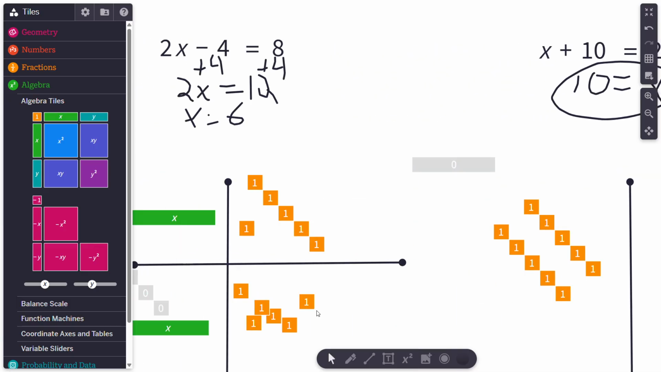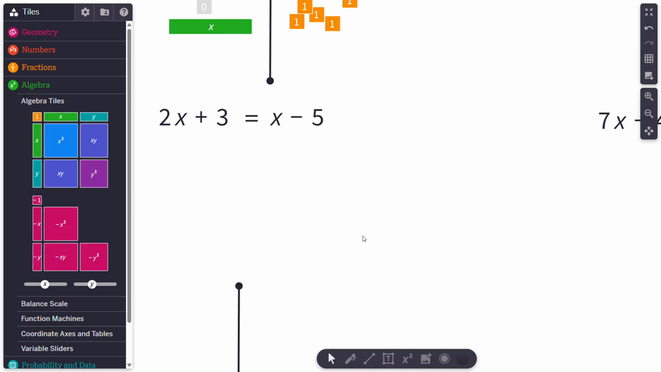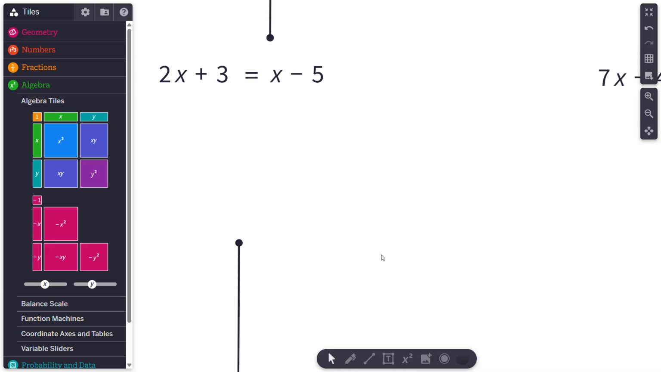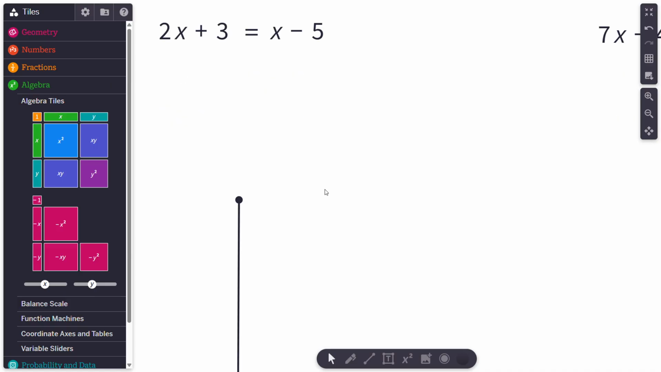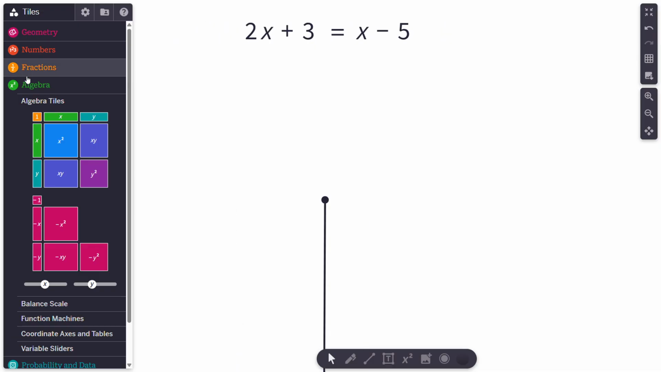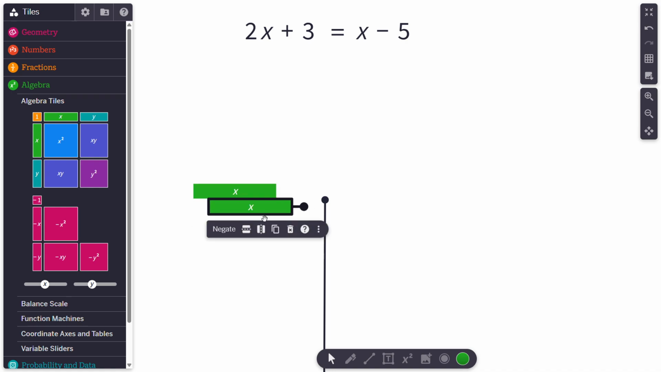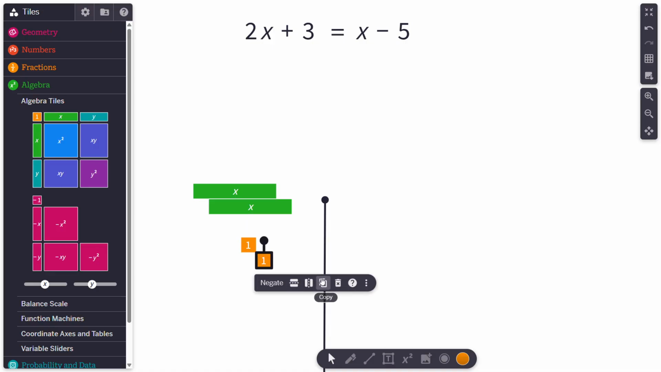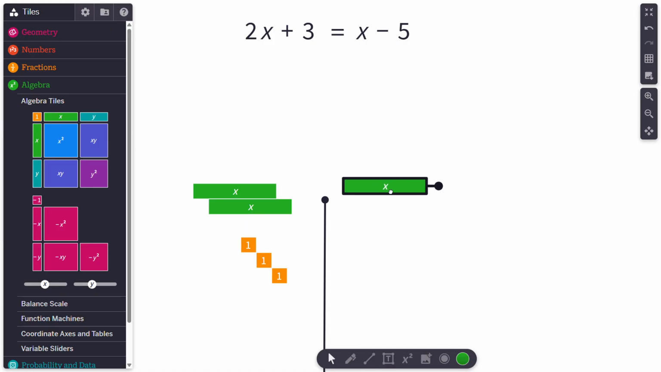The first video I made of this, just a FYI, was too long to be put on YouTube, so I have to redo it. Alright, so the next one is 2x plus 3 equals x minus 5. So let's build that. Two x's that are both positive, so we can put that in here and go like this. Perfect. And then 3. The other side is just an x and minus 5 of these.